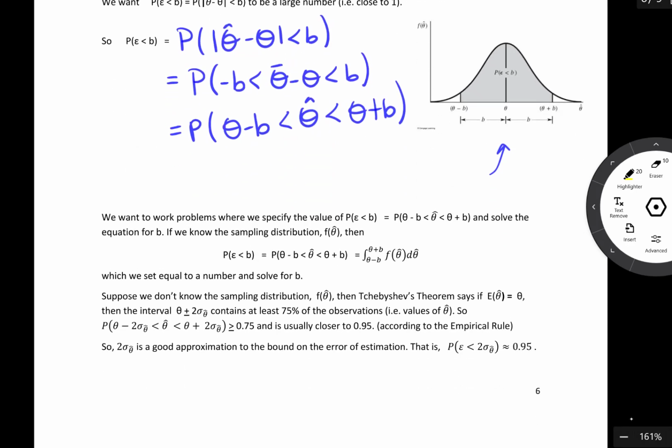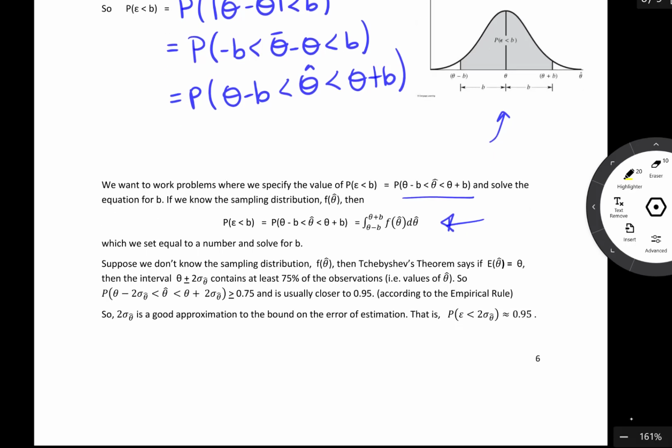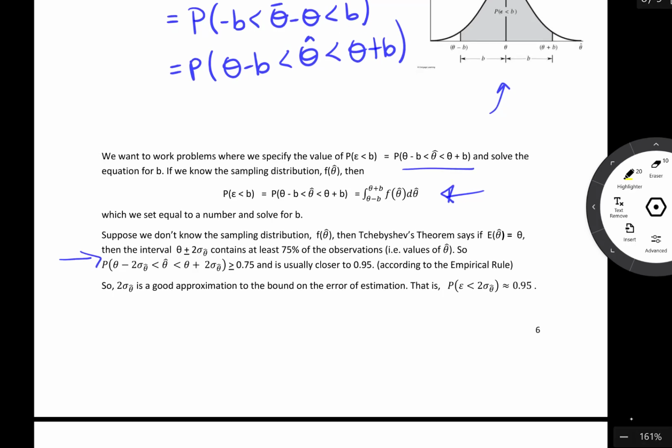So we want to work problems where we specify the value of the probability that epsilon is less than b is equal to the following and solve the equation for b. And so if we know that sampling distribution, we get the following. And then suppose we didn't know the sampling distribution, then Chebyshev's theorem tells us this piece right here. So it ends up that 2 times the standard error, or 2 times the standard deviation of theta hat, is a good approximation of the bound of error of estimation.